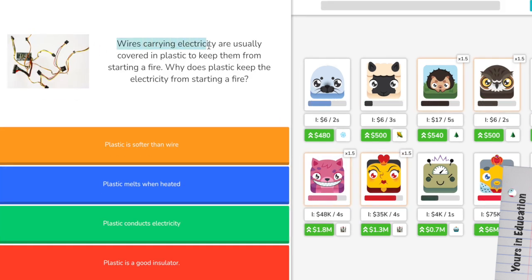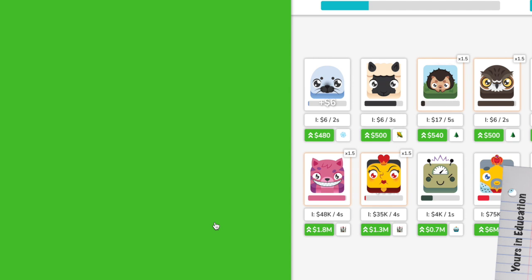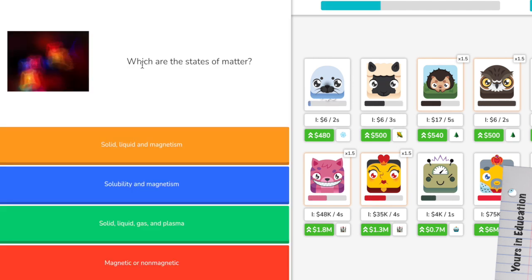Wires carrying electricity are usually covered in plastic to keep them from starting a fire. What does plastic keep electricity from starting a fire? Plastic is softer than wire. Well, that's true, but, or I don't know. No. Plastic melts when heated? No. Plastic conducts electricity? No. Plastic is a good insulator. Yes. Which are the states of matter? Solid, liquid, and magnetism? No. Solubility? No. Solid, liquid, gas, and plasma? Yes. Magnetic? No.